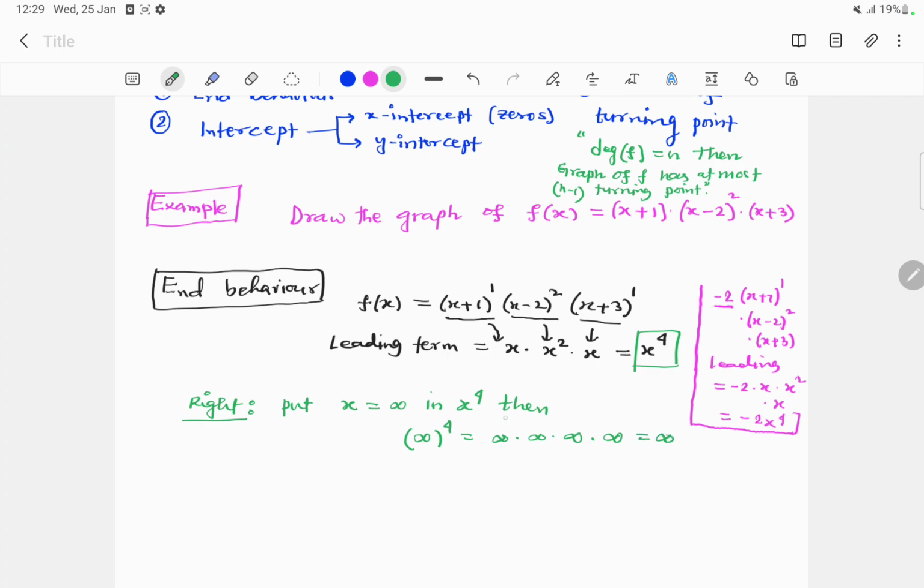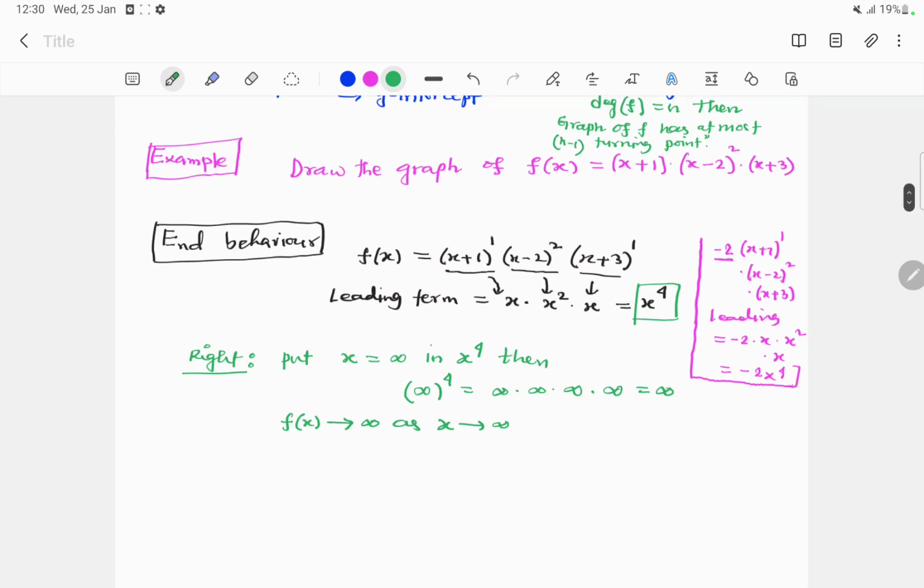So this we write mathematically: the polynomial f(x) tends to infinity as x tends to infinity, because the leading term gives infinity, so the whole polynomial goes to infinity when we take x tending to infinity. So this is the right-hand behavior. What happens on the left-hand side? Let's check the left side behavior.